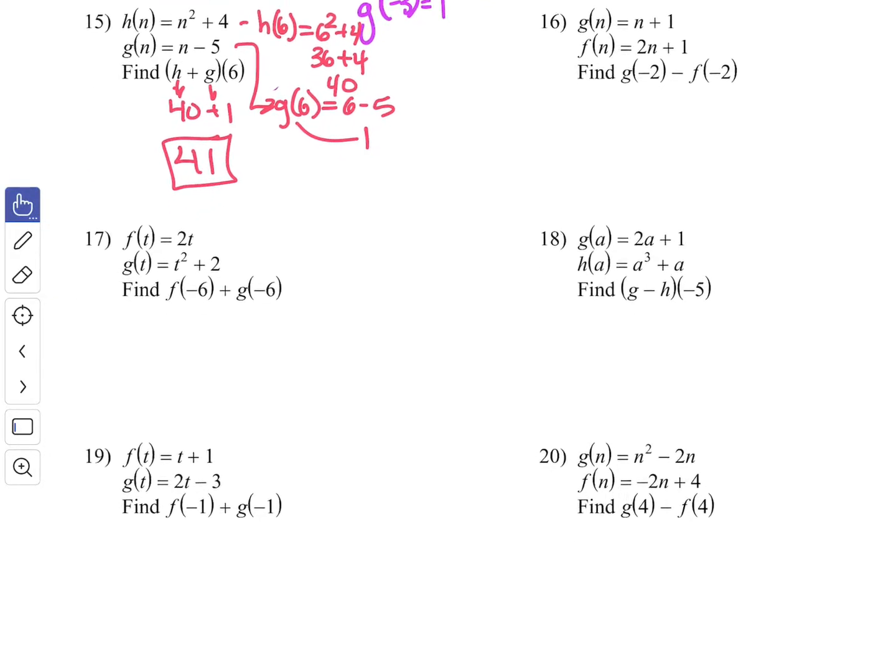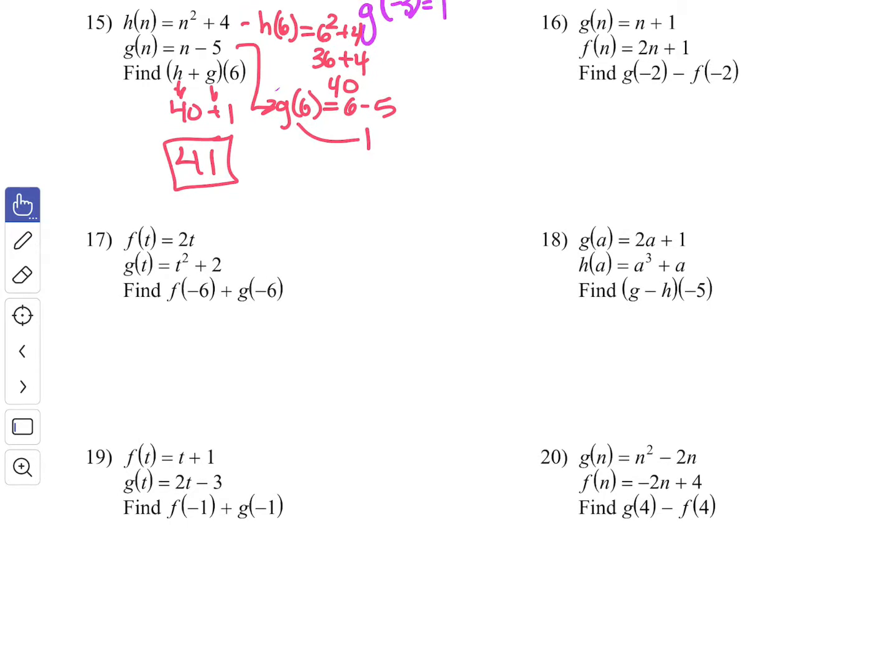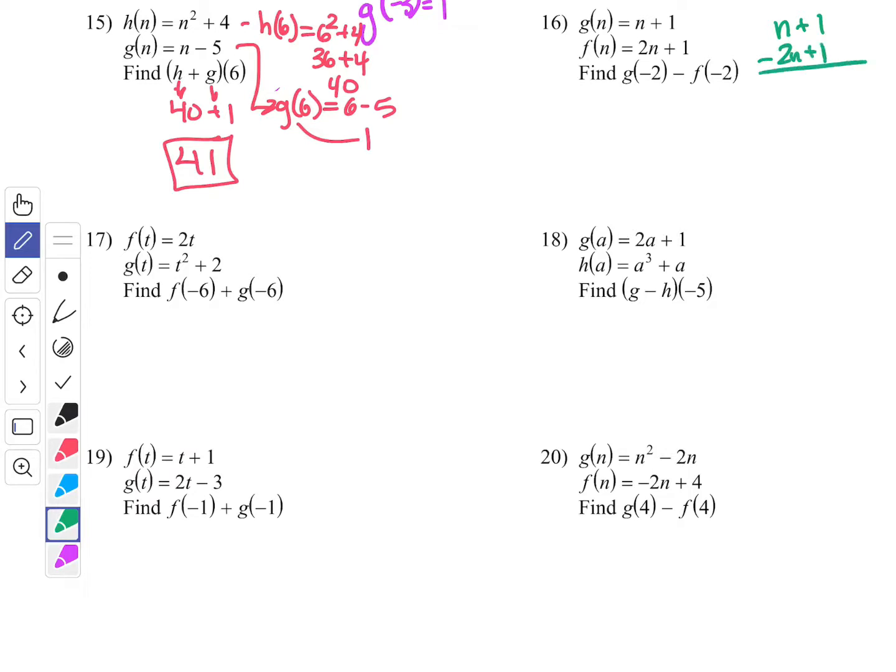Now, I like the one where I evaluate them separately, and I like it for this reason. Let's look at this subtraction one here. So let's do it both ways. So I've got n plus 1 minus 2n plus 1. n minus 2n is negative n. 1 minus 1 is 0. So I've got negative n. Then I plug in negative 2, so negative 2 would give me positive 2. Now that one seemed pretty simple, right? Because the numbers were pretty small and easy to deal with.